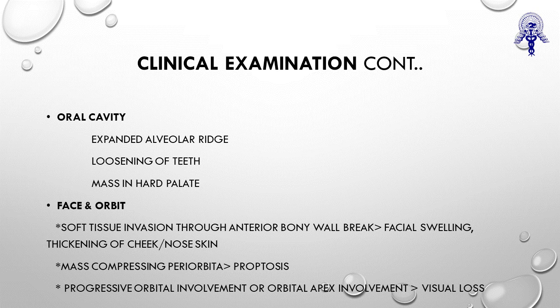When the mass invades the periorbita and compresses, it may produce proptosis. And progressive involvement of the orbital apex causes visual loss.